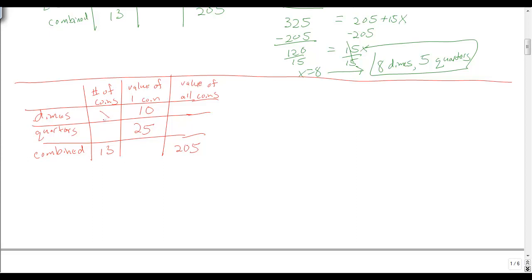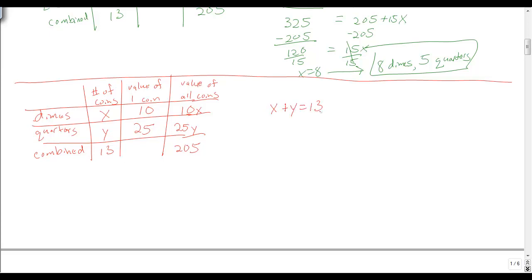I'm going to let x again be the number of dimes. 10 times x is the value of all the dimes. But then instead of doing the 13 minus x for the number of quarters, sometimes people will put another variable there, like a y. You might do d and q for dime and quarter here. If you put a y there, you get 25y as the value of all the quarters. Now, we have two variables, two unknowns, x and y, that'll give us two equations. So this first equation is the number of dimes plus the number of quarters.